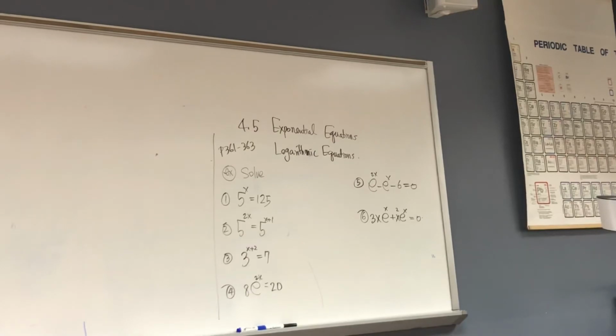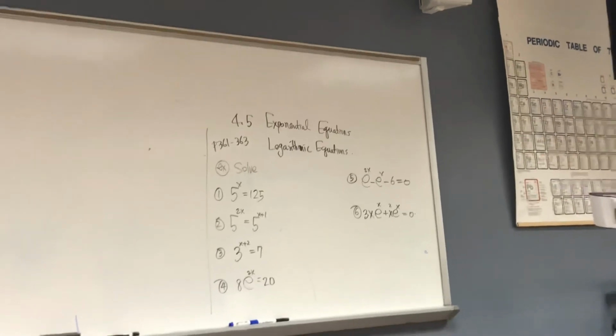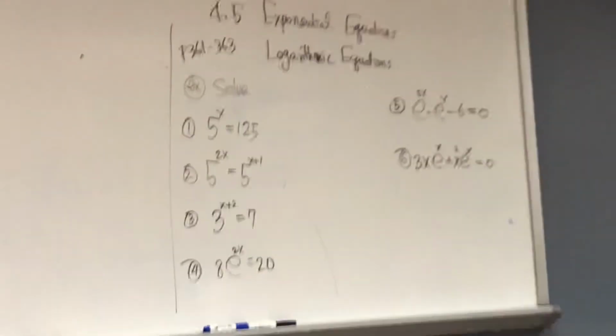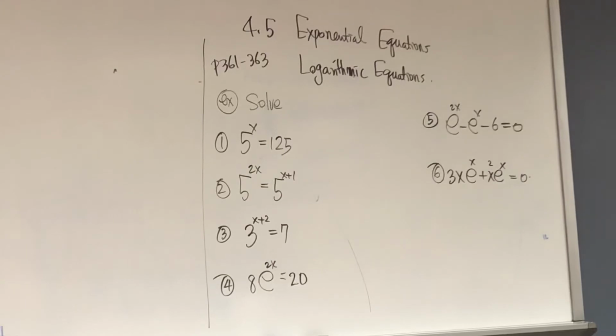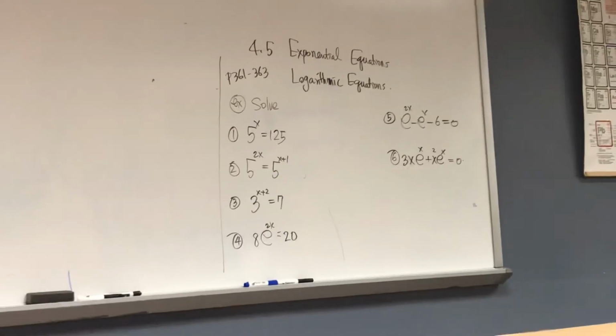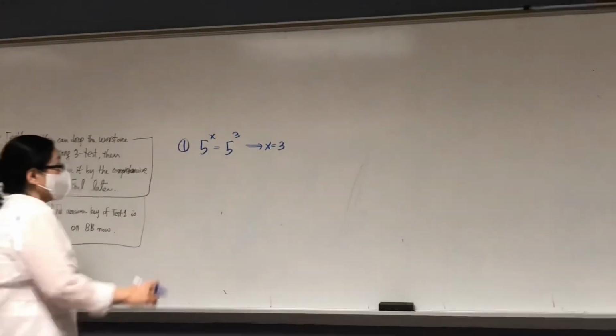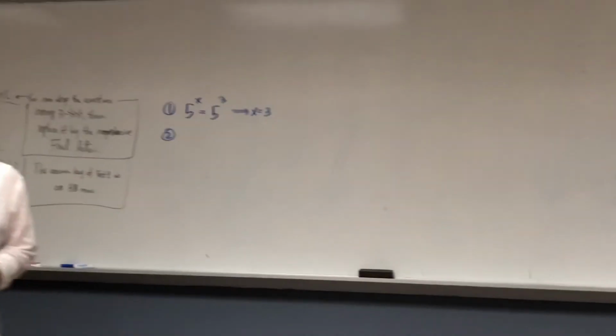What do you want to do? Isolate x. Number 1, you have 5 to the x equal to 125. What do you want to do? 5 to the third, same base. 125 is 5 to the third, right? Very good. So rewrite it. So what is x? Because same base. Good? Very simple and easy.